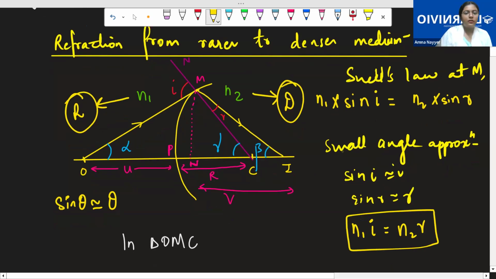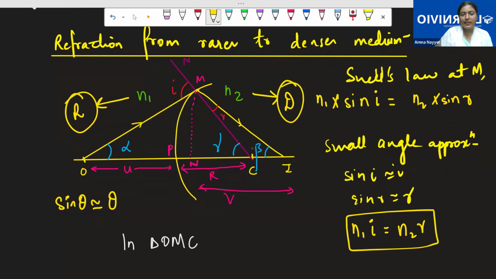Okay. Now look, from here this is O, this is M, and this is C. In this triangle O M C, I'll just highlight it. Got this triangle?